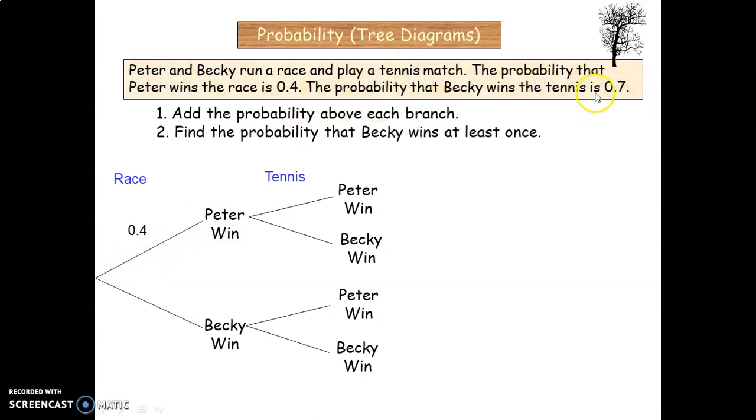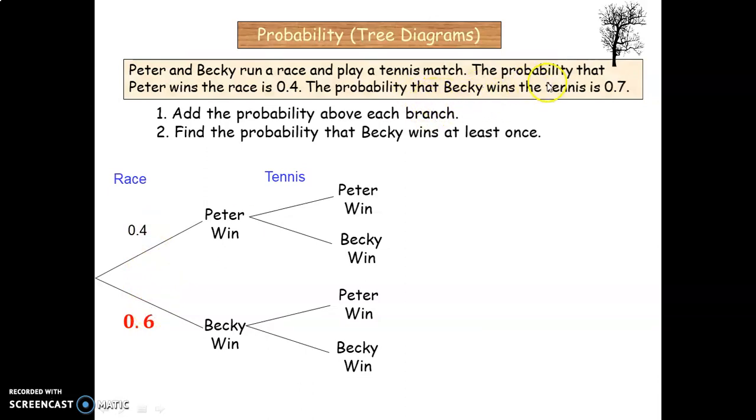Those are the only pieces of information we have. So what we know is there's a 40% chance Peter will win the race. So then what is the probability that Becky will win the race? Well, hopefully you got 0.6, because those two together are all the things that can happen, therefore they have to have a probability of 1.